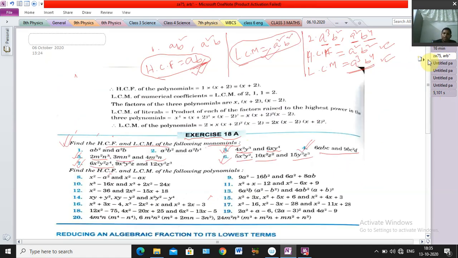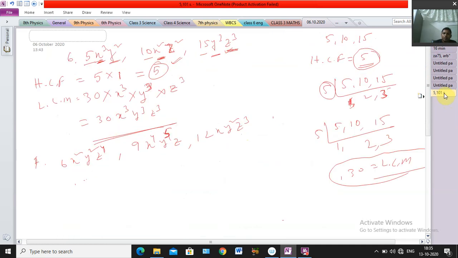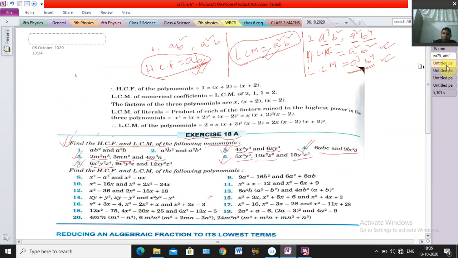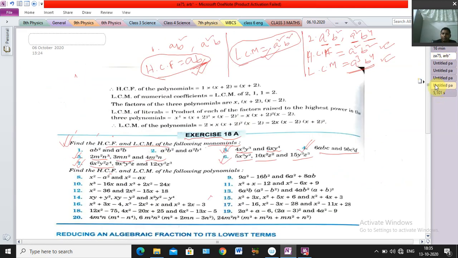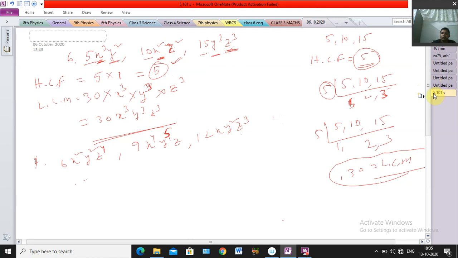First you have to check it once. 6x square y square z to the power 4, and 9x to the power 4 y to the power 5 z, and the last one, sir? 12x y square z cube.